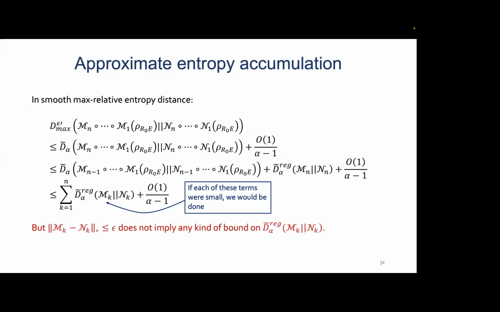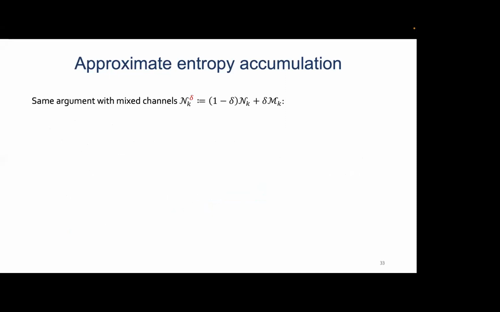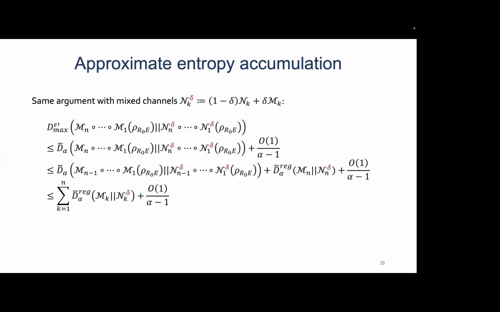But the thing is, just because two things are close to each other, it doesn't imply any sort of bound on their divergence. It's the same reason this is not true for states. So if that doesn't work out, let's mix the channels N_k with a little bit of M_k and define some new mixed channels N delta_k. For these channels, we can do whatever we did previously and derive the same bound, except now the second argument of the smooth max divergence is this state.